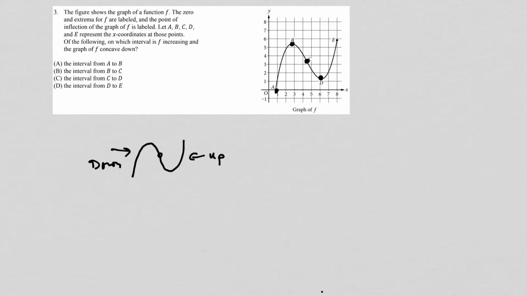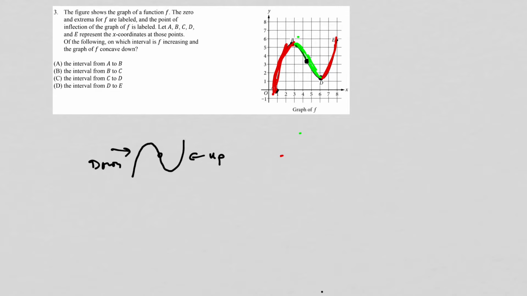So what do they want to know? In which interval is f increasing and the graph of f concave down? So here's increasing. From left to right, it's going up. Here's another place where it's increasing. So the red is where it's increasing as I go from left to right. Like if it was a roller coaster, you're going up. And then from here, I'll make it green. That's decreasing. So we can see increasing, the red part, and decreasing is the green part.